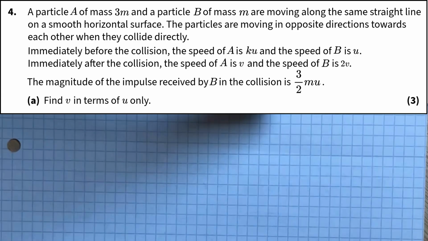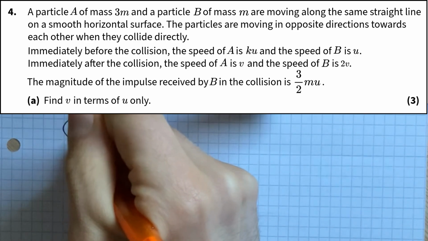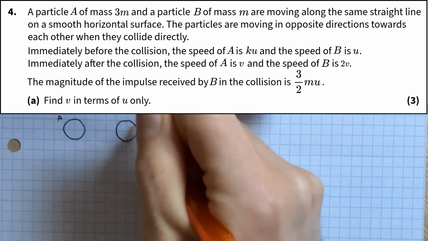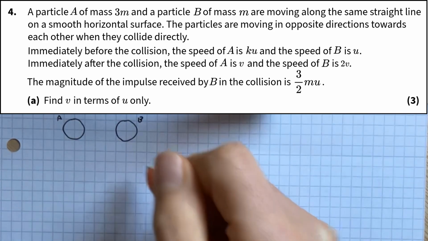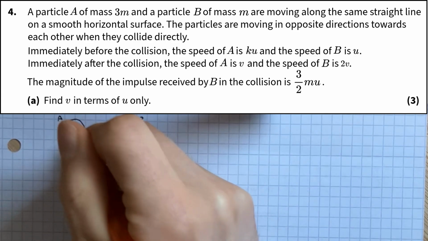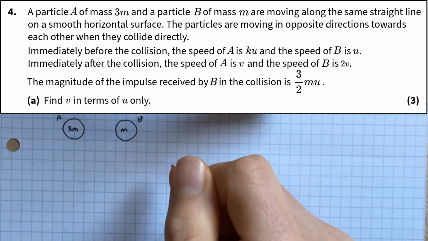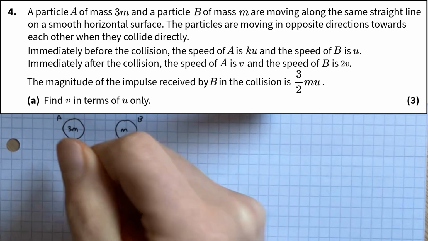This is the only A2 question so far that uses just knowledge from chapter 1.1. So you might think it's harder, but it uses exactly the same ideas. We've got particles A and B. We've got masses 3m and m. They're moving towards each other, kind of like in question 3.